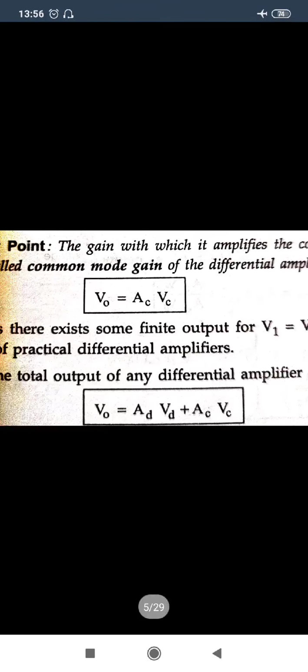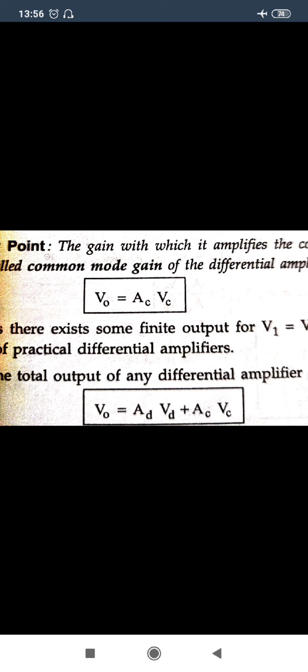The second term is the common mode gain. When the two input voltages have the same amplitude and the same phase, the difference is not taken in the output, because the output is equal to 0. In a differential amplifier we generally use the average of the input voltages as the common mode signal, Vc equal to V1 plus V2 by 2, which is the average level of the two input signals. The gain with respect to this is called the common mode gain, so AC is equal to V naught by Vc.